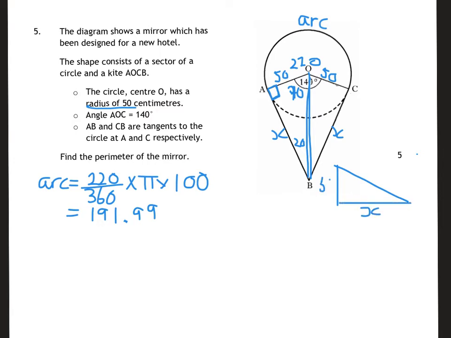We know this is 50. We know this is 70. This is 20. And we don't know this bit either. We don't know from O to B, but we don't need it. So I'm going to use the sine rule. I'm going to use these ones. So I'm going to have x over sine 70.